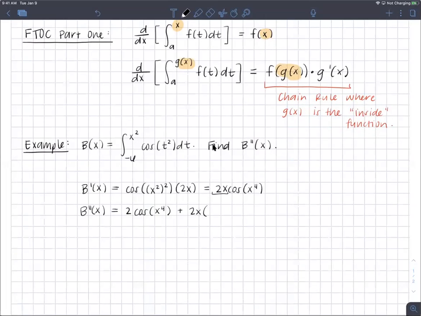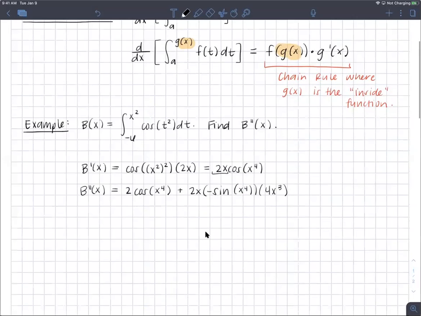Pretty sure it's negative. So negative sine of x to the fourth. And then what am I missing? It's the very last thing I need to include here. Yeah, I need to take the derivative of the inside of cosine, right? Or I guess sine now. And so I need to multiply this piece by 4x cubed. Yeah, and that's the chain rule again.